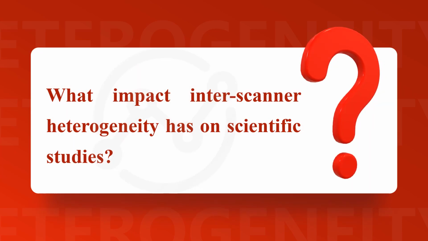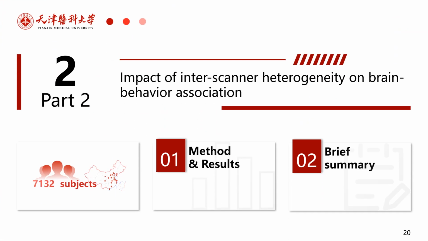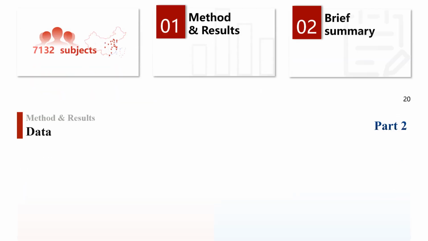Now that all metrics exhibit different degrees of interscanner heterogeneity, it's important to understand the impact of heterogeneity on scientific studies. To clarify this, we conducted a second analysis, to investigate the impact of interscanner heterogeneity on brain behavior association, as well as the effect of ComBat harmonization for improving the detection of brain behavior association, by using the data of approximately 7,000 subjects.